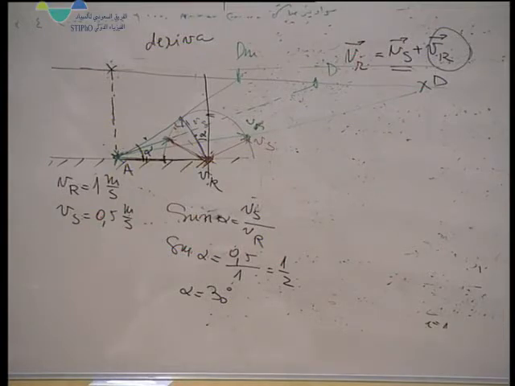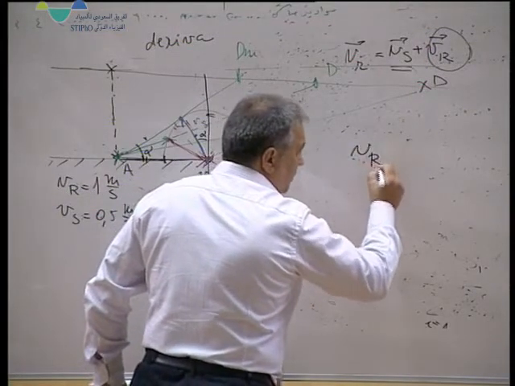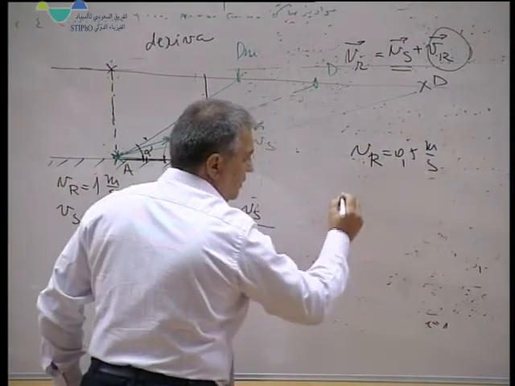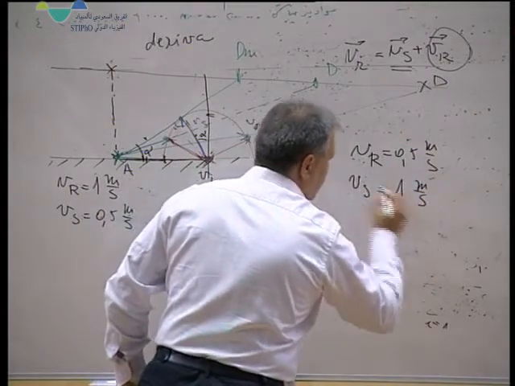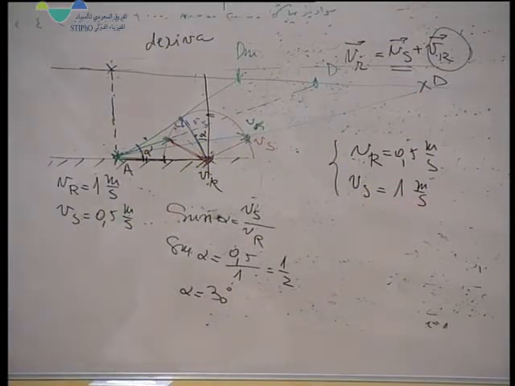For homework, try to solve the problem in the situation in which V river is 0.5 meter per second and V swimmer is 1 meter per second.